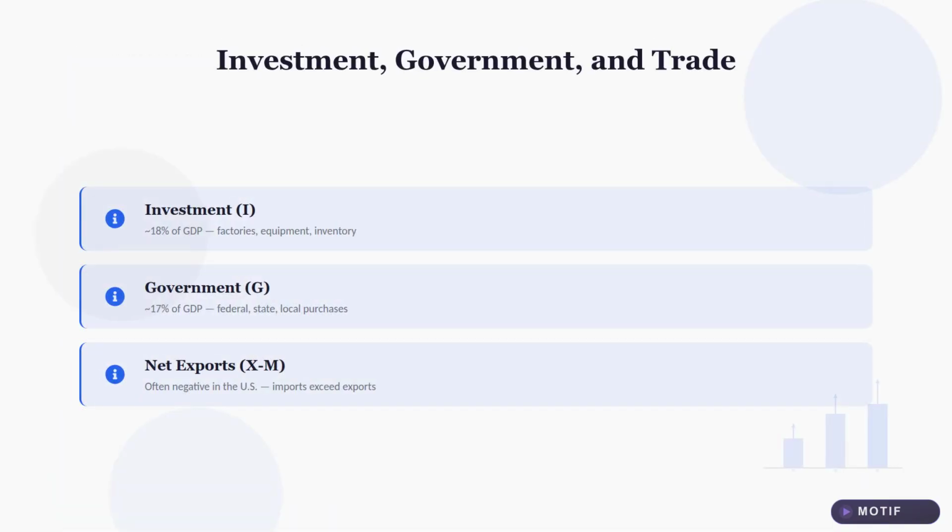The remaining components each play a distinct role. Business investment, around 18% of GDP, covers spending on factories, equipment, and inventory changes. Government spending, about 17%, includes federal, state, and local purchases, but excludes transfer payments like Social Security. Net exports can be positive or negative. The United States typically runs a trade deficit, meaning imports exceed exports, which actually subtracts from GDP.